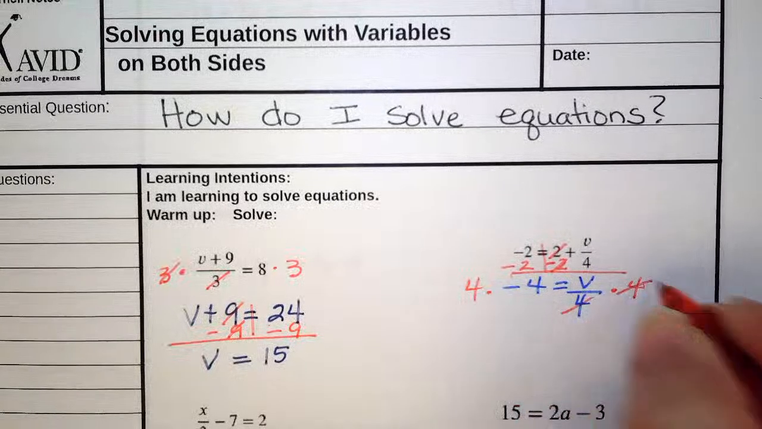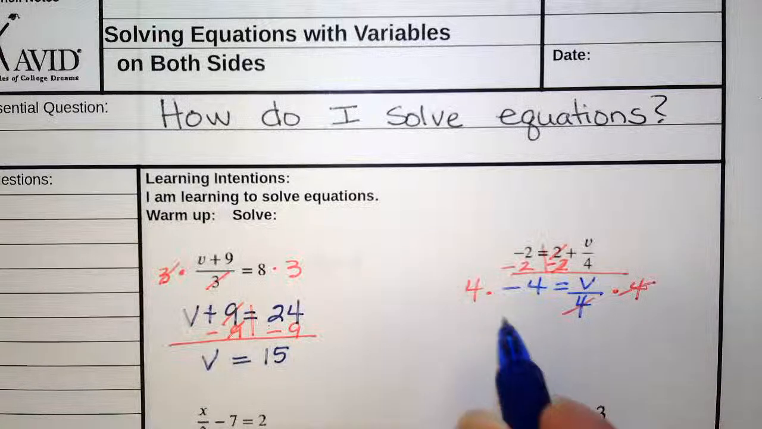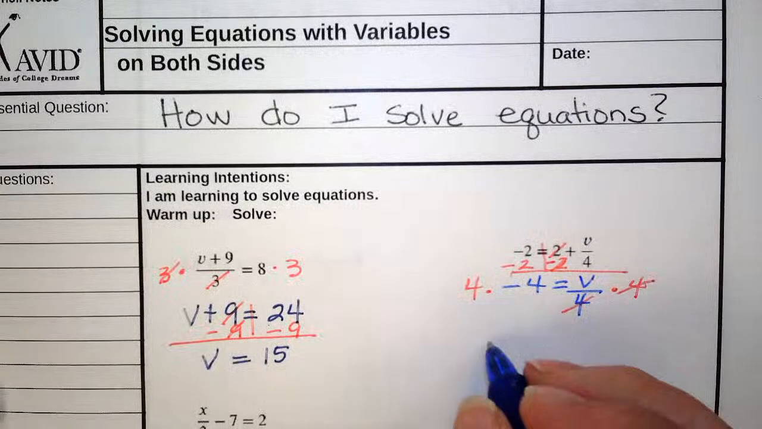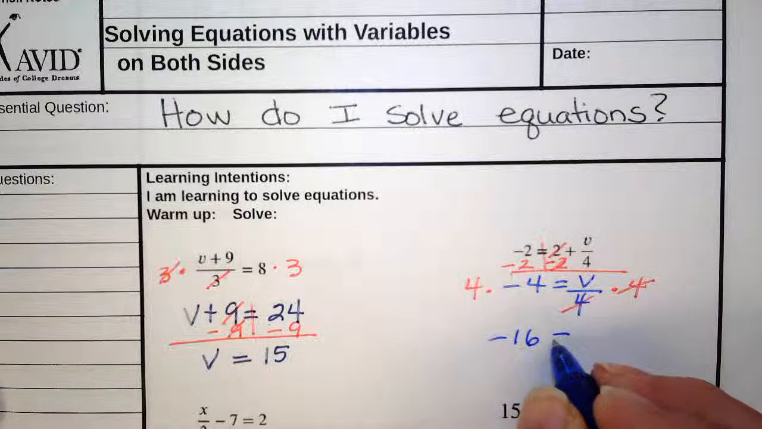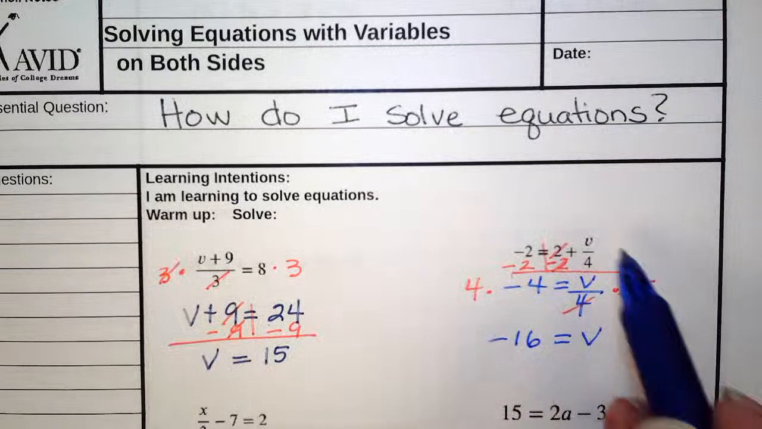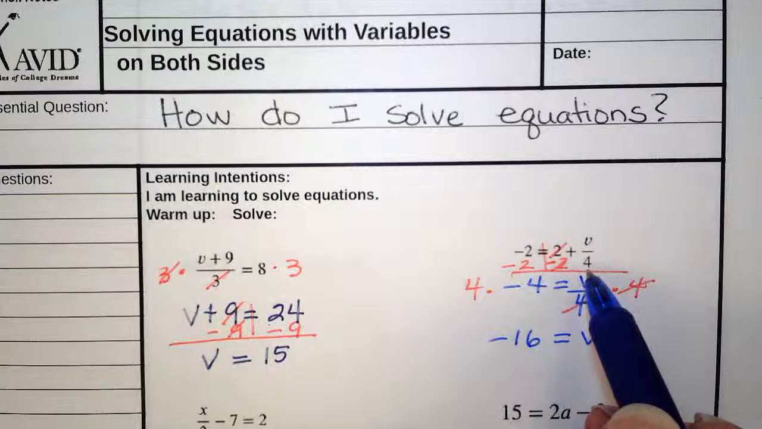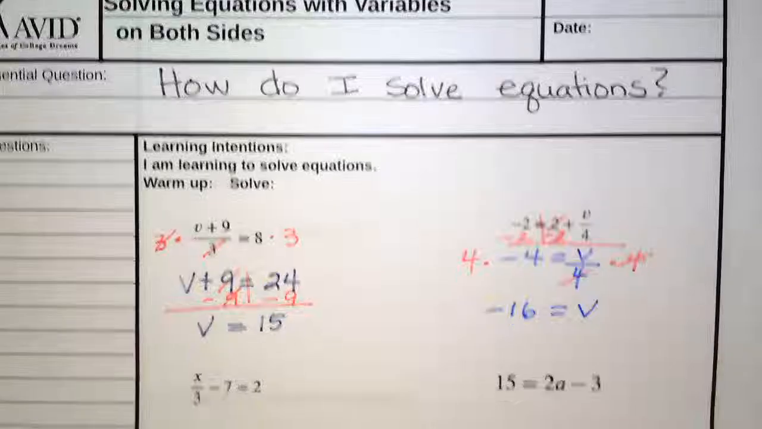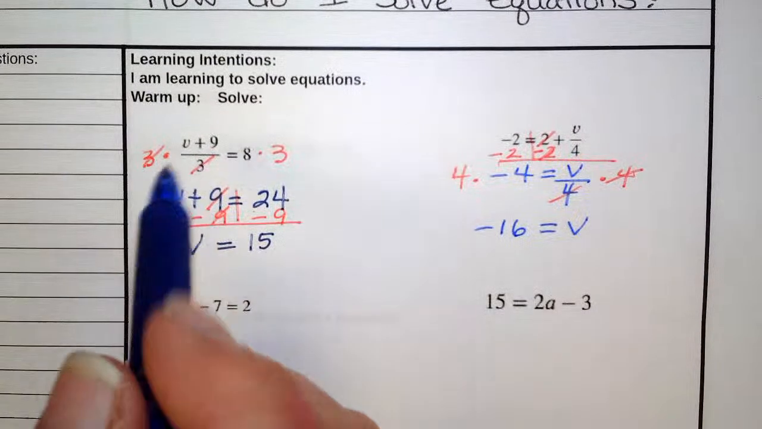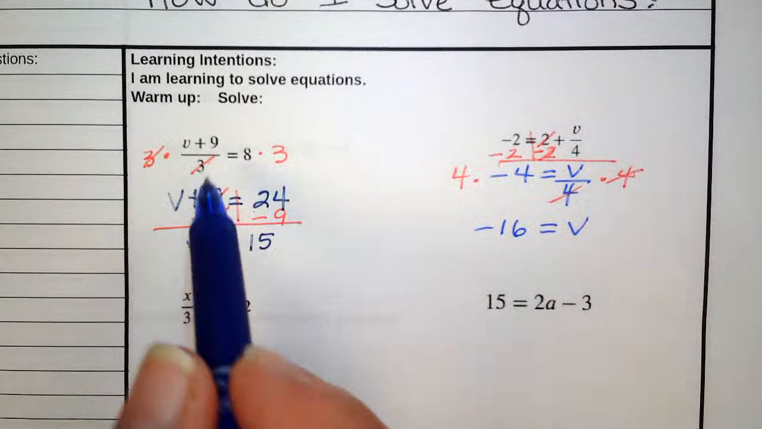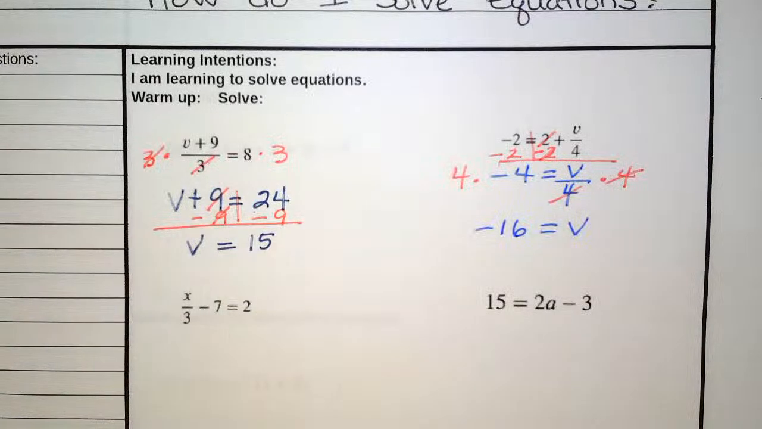4 divided by 4 is 1. 4 times negative 4 is negative 16, and that is equal to v. Negative 16 divided by 4 is negative 4. Negative 4 plus 2 is negative 2. When we substitute it in, we do have the right answer. Okay, 15 plus 9 is 24. 24 divided by 3 is 8.